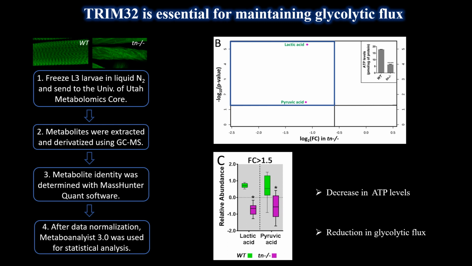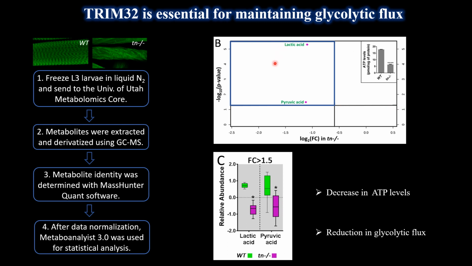Since TRIM32 directly binds to two of the glycolytic enzymes, we decided to do metabolite profiling on our TRIM32 mutants and used wild type as a control. We sent frozen larvae in liquid nitrogen to the University of Utah, where they extracted the metabolites using GCMS and used MassHunter Quant software to identify the metabolites and did statistical analysis on it. On the right is the volcano plot, where the y-axis is the log p-value and the x-axis is the log fold change. The vertical line represents the fold change and the horizontal line depicts the p-value.